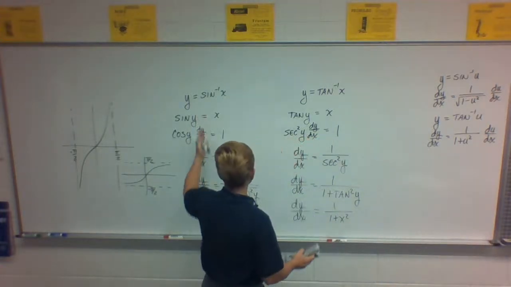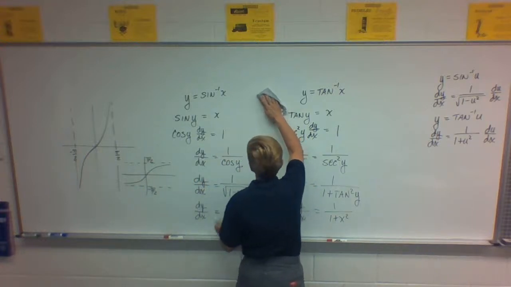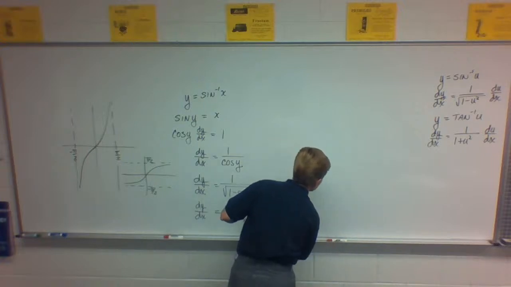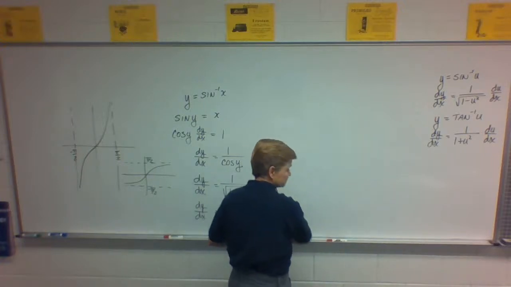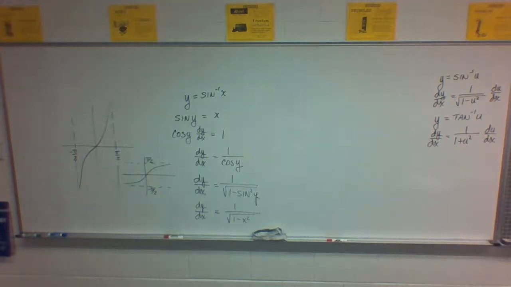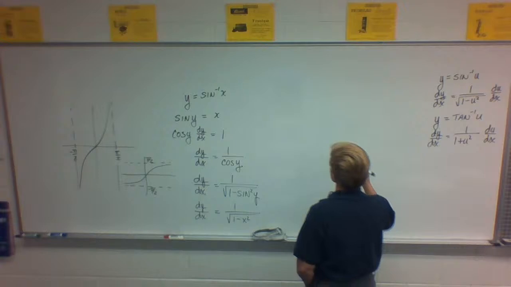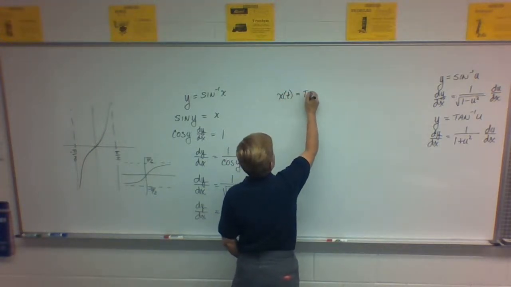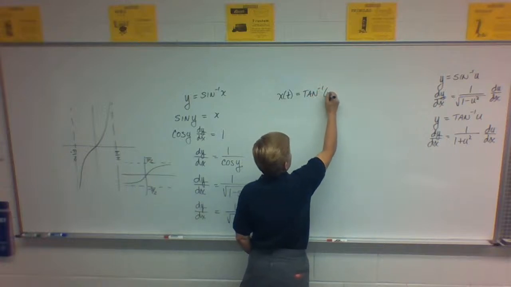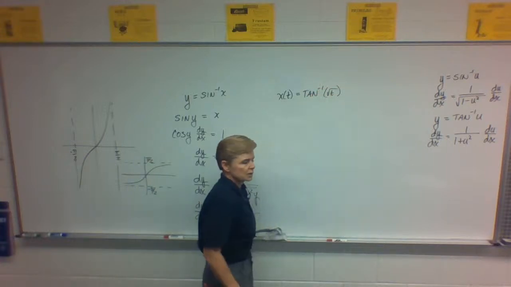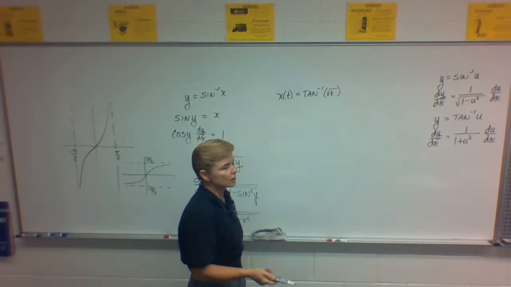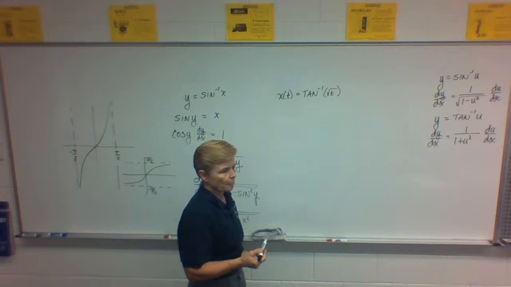I'm going to leave this up here as a general strategy, and I'm going to erase this one. We're going to try to follow that same strategy the next time, but I need this space to work an example. So example 2: we have a particle whose position x of t is inverse tangent of root t. We would like to find this particle's velocity at 16 seconds.